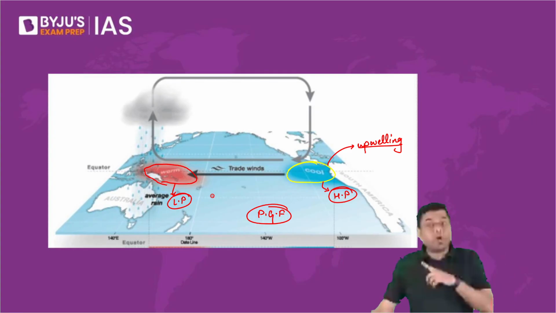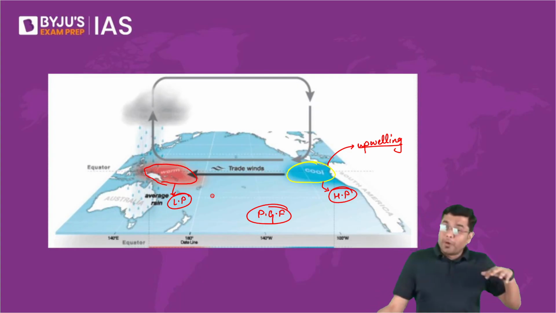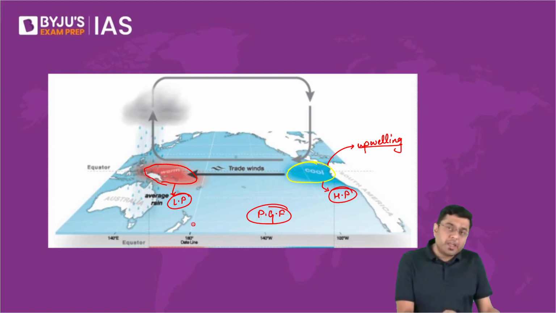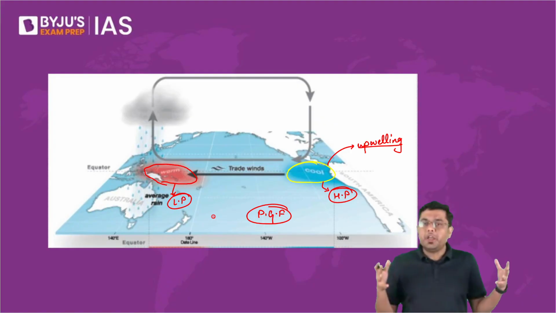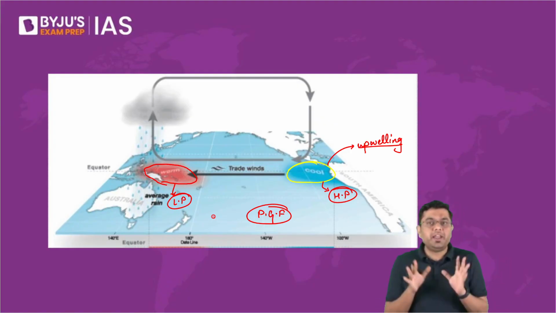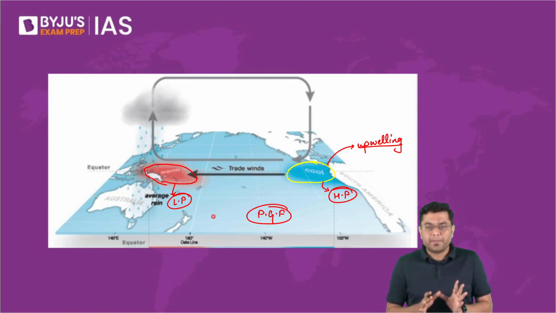Now, surface water is always going to be warmer, isn't it? So as more warmer water is carried in the region of low pressure, what do you think will happen to the accumulated warm water? It will increase, it will stay the same, or will it decrease? What do you think?